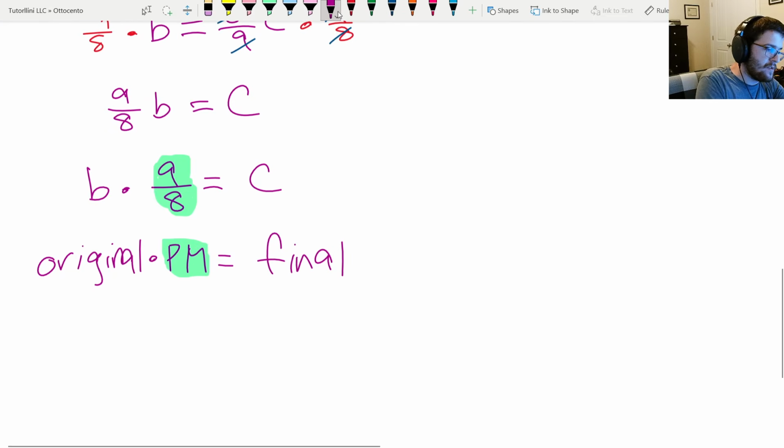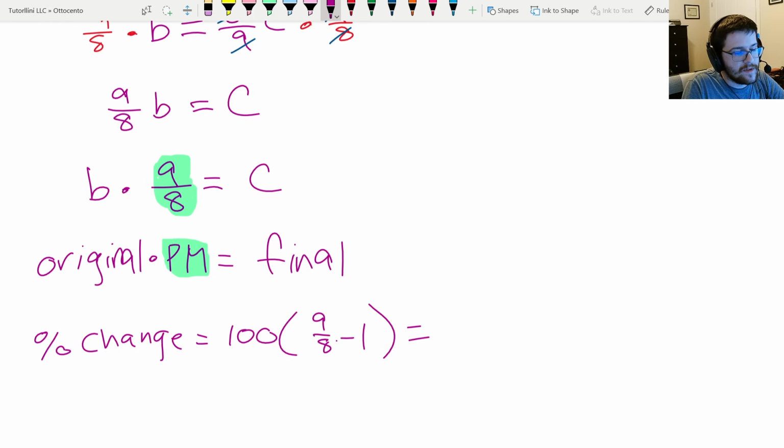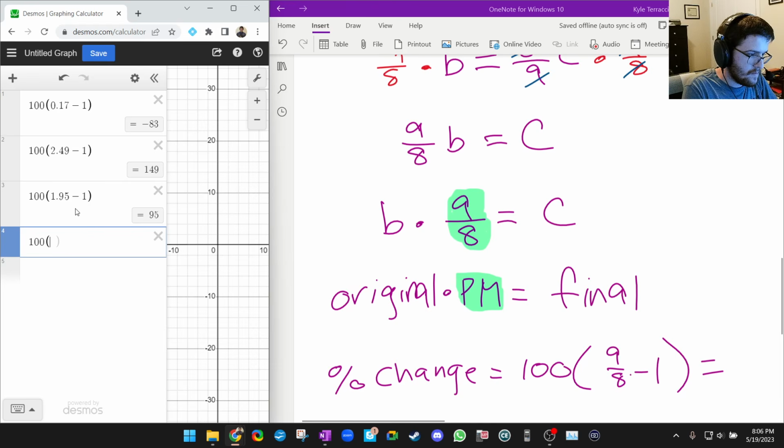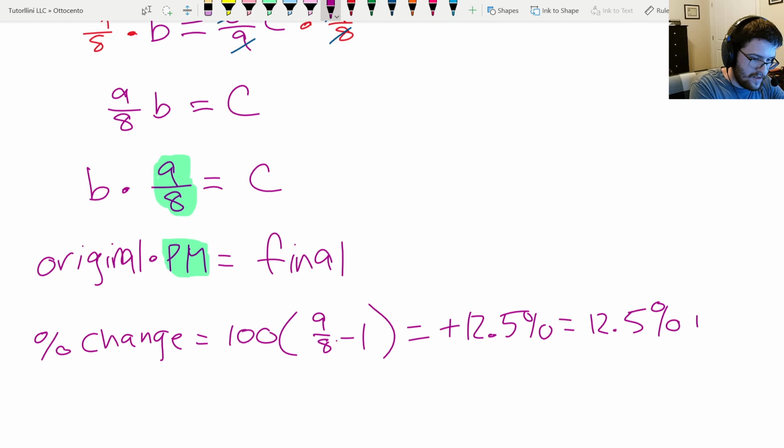okay, so now we're going to do the percent change is equal to 100 times 9/8 minus 1. So let's see what that gives us. We get 12.5, so positive 12.5%, which is a 12.5% increase. So for this one, we would put 12.5 as our answer.